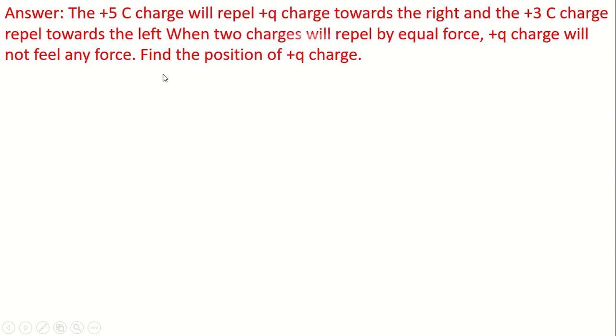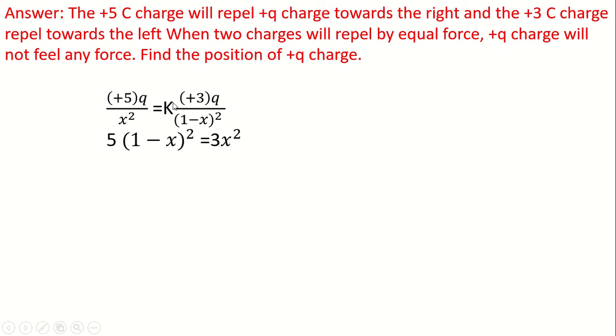So look, the force between the 5 coulomb charge and Q coulomb charge is K into 5Q by x square, and here will be another K constant, K into 3Q by 1 minus x whole square. Then K from both sides will be cancelled.